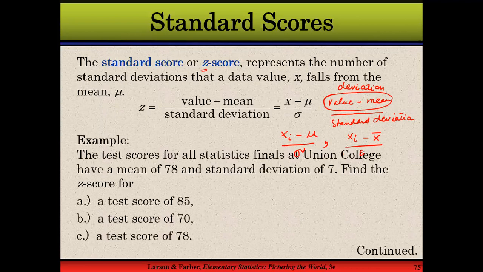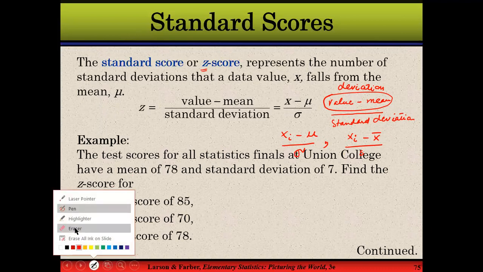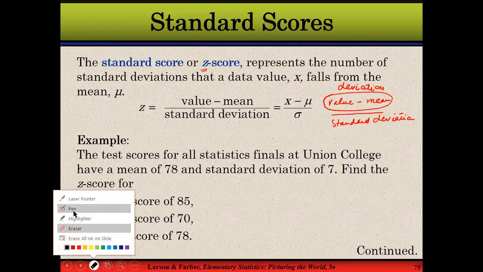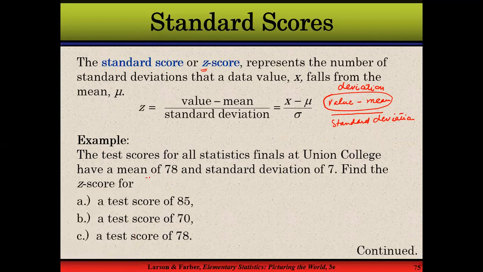So here's an example. Let me make things clear for you. Right, so the test scores for all statistics finals at Union College have a mean of 75 and a standard deviation of 7. Okay, so we have a mean and a standard deviation. Find the Z score for these values.